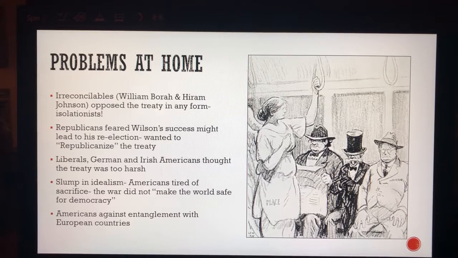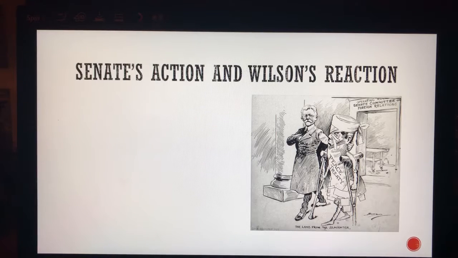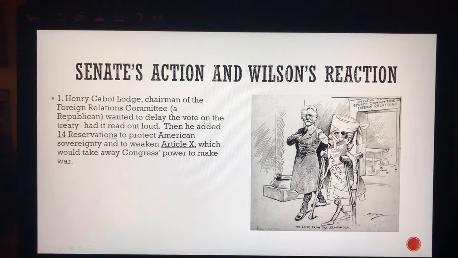And Americans start to look at getting involved in the League, that would be entangling alliances with European countries and possibly future wars. So the Senate reacts to Wilson's treaty. And if you look at this little political cartoon, the treaty is torn apart. And this is Henry Cabot Lodge. He's coming from the operating room, the Senate Committee on Foreign Relations.